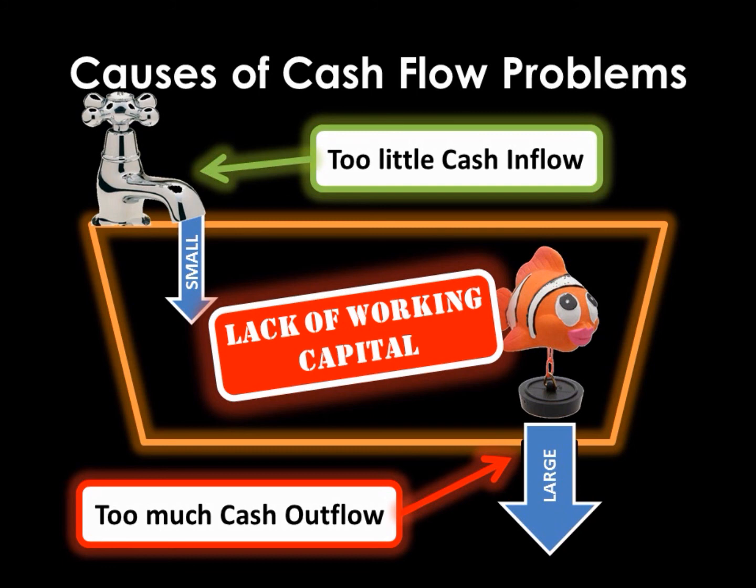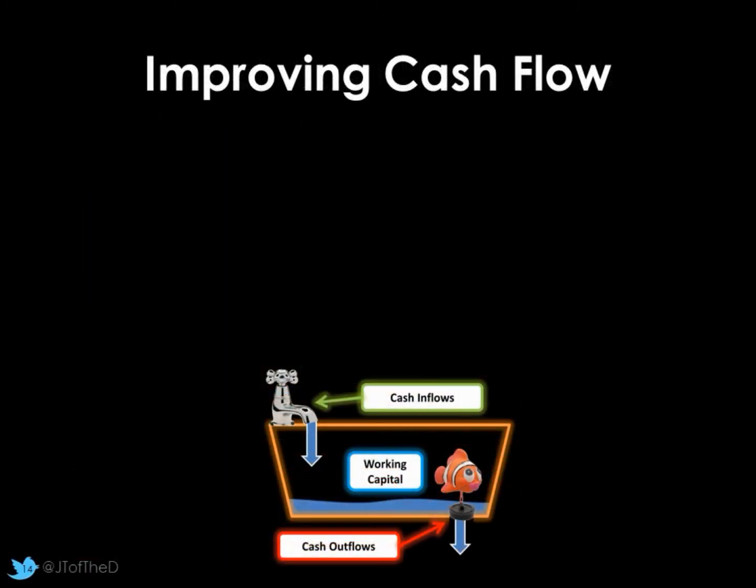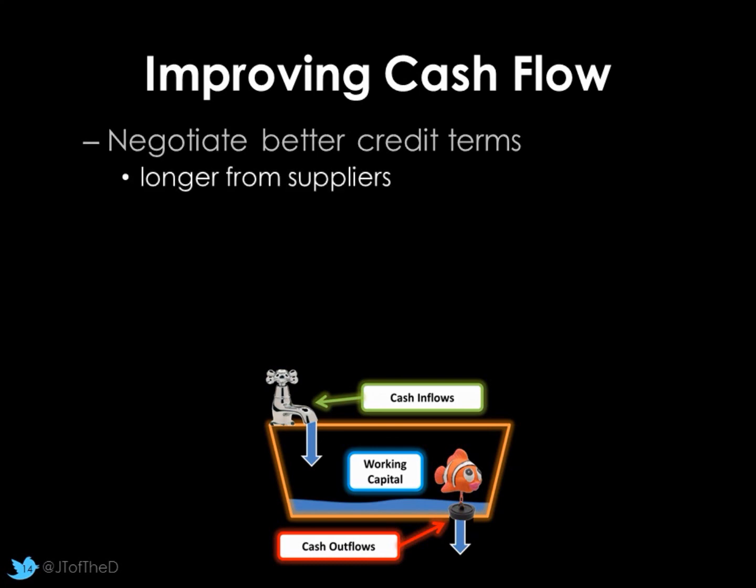Remember that level of water in the bath. If we haven't got the money available, then we can't pay our bills, and we'll very quickly find that we cease trading. So what can you do about it? Basically, we need to do anything to improve those cash inflows, reduce those cash outflows, and maintain that working capital at a sensible level. So the first thing we can do is negotiate better credit terms. So we can go to our suppliers and see if we can take longer to actually pay them. This means money is remaining in the business longer, the outflow is delayed, so we'll keep it as working capital.